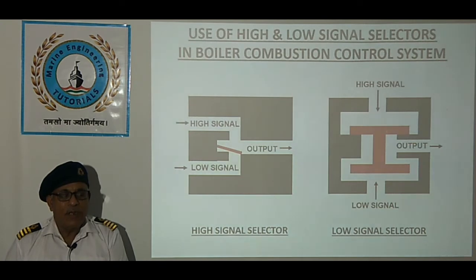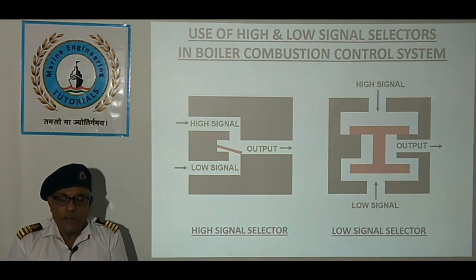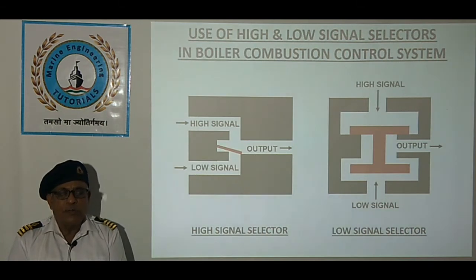Here we can see that again both the signals are coming, but the high signal is blocked by closure of this spool and the low signal is able to go to the output. Similarly, during decreasing load, high signal is blocked and low signal passes to the output to first reduce the fuel supply.